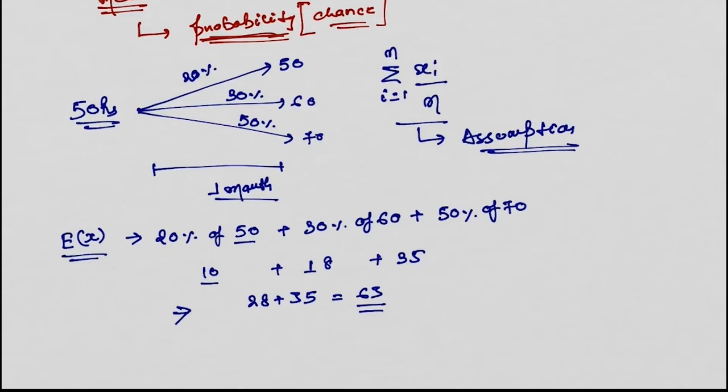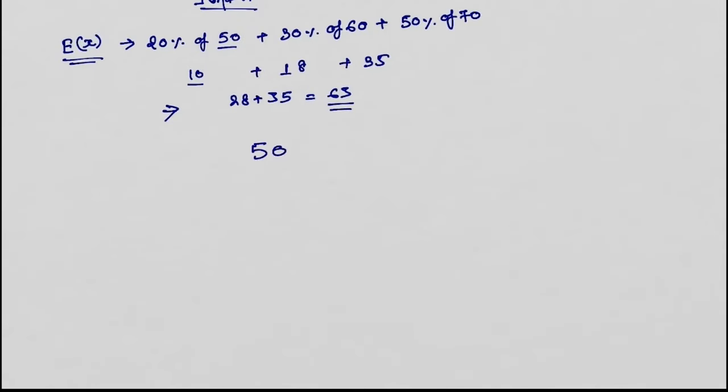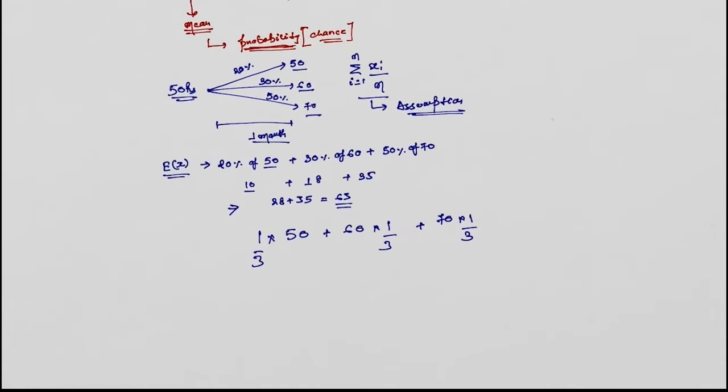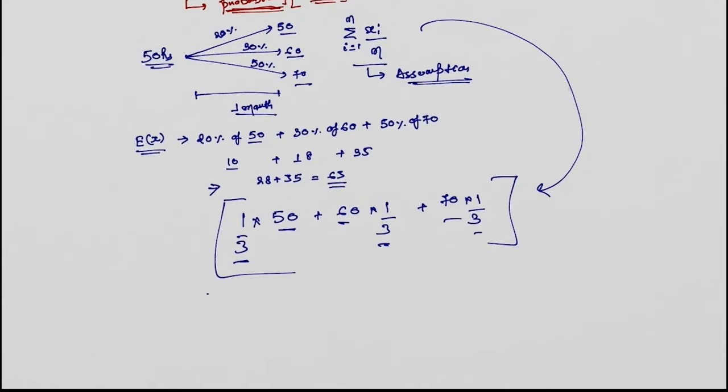That is the only assumption. If I say the probability of 50, 60 and 70 happening is equal, what will you do? 50 into the probability, that is 1 by 3, plus 60 into 1 by 3, plus 70 into 1 by 3. So actually you are writing probability into the value, probability into the value, probability into the value. So this is the new formula that we have written for the expected value: the summation of probability into xi.